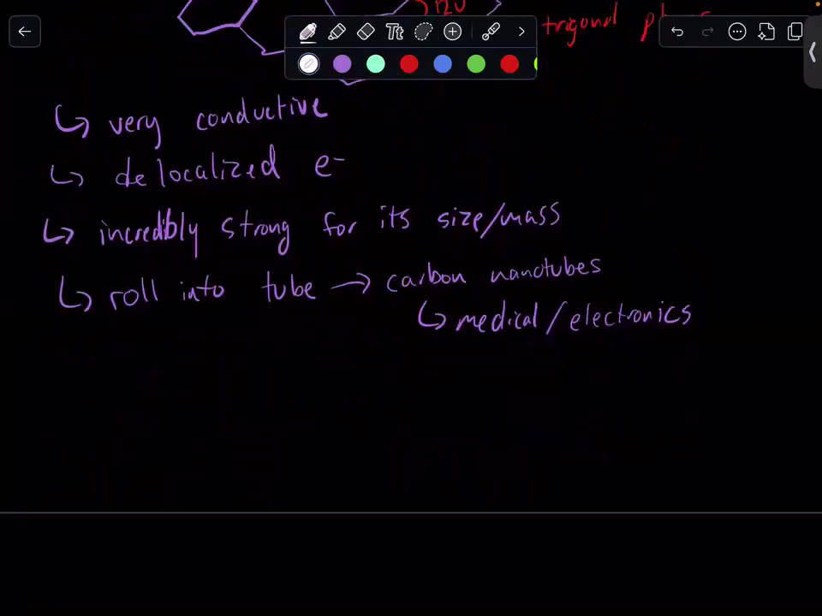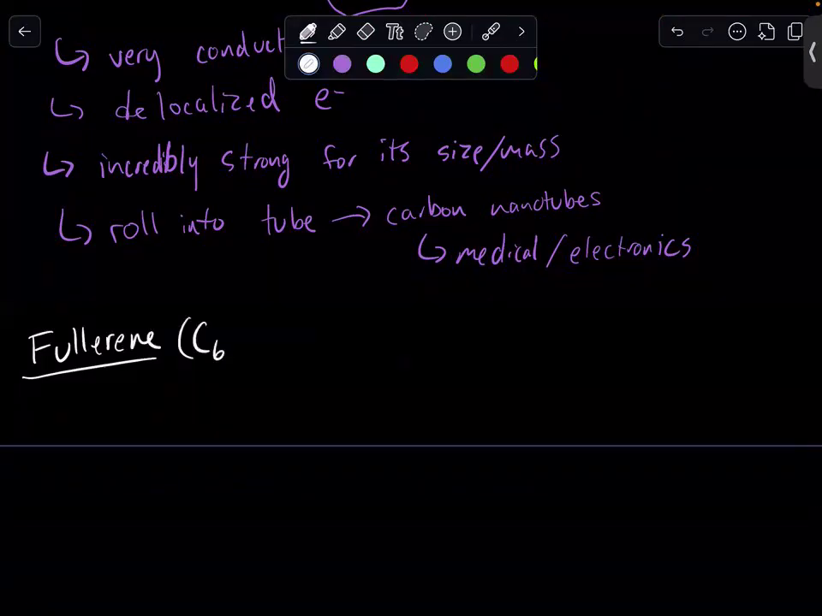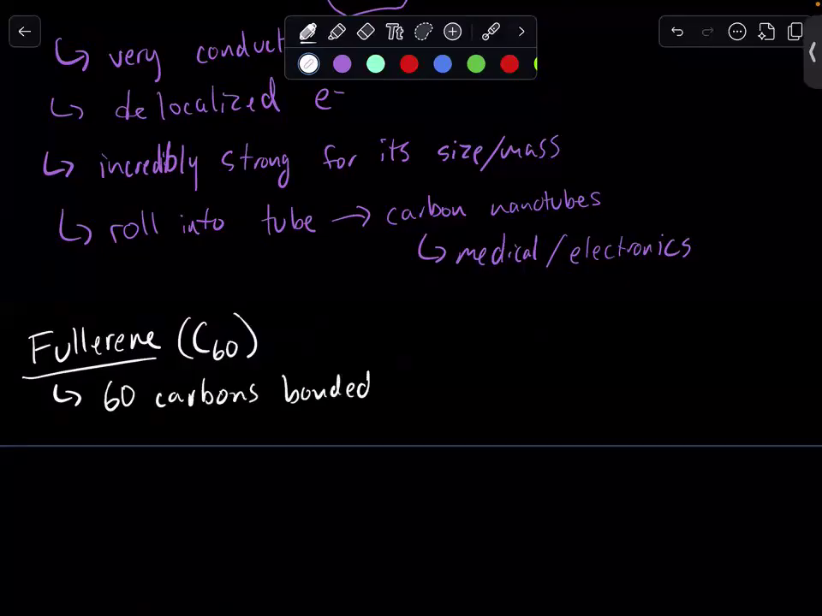All right, so moving on to the next thing, that's fullerene. Fullerene is spelled with an E, not an I. Fullerene is also known as C60, carbon 60. And the reason for that is it's 60 carbons bonded together.